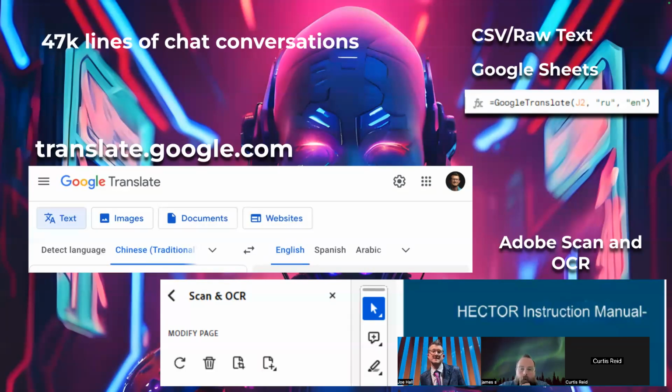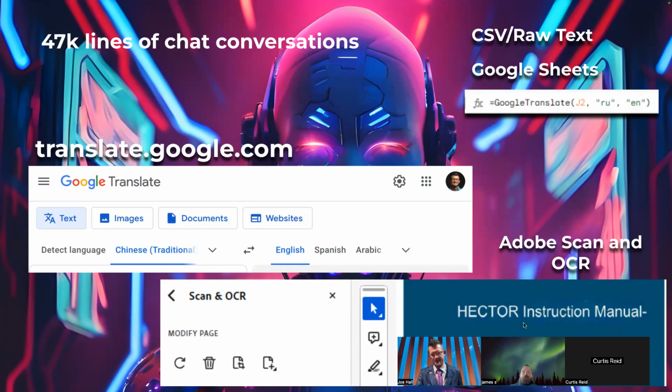What we did find is if you use Google Sheets and you run that little formula, for example, that's Russian to English translation up in the top right that I typed in there. If you have a data field, you can use Google Translate in Sheets, and so far it does not limit you. I have also noticed that the pages don't cache, so it reruns that script every single time you open it up. Adobe Scan and OCR was also super helpful here.